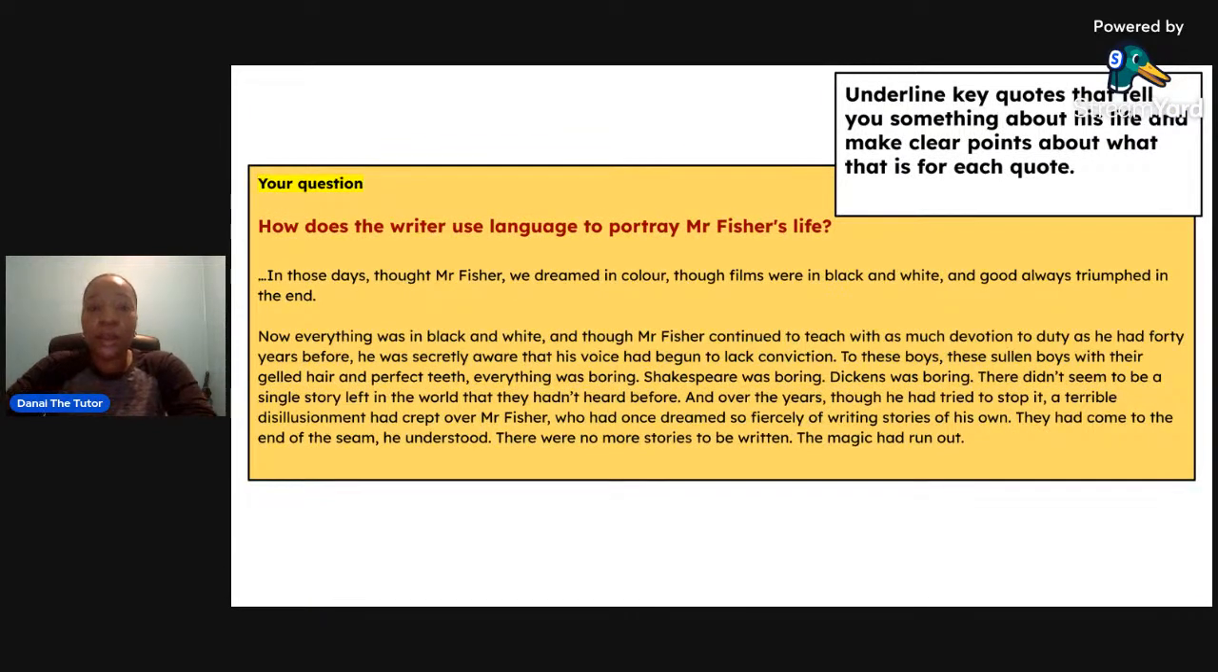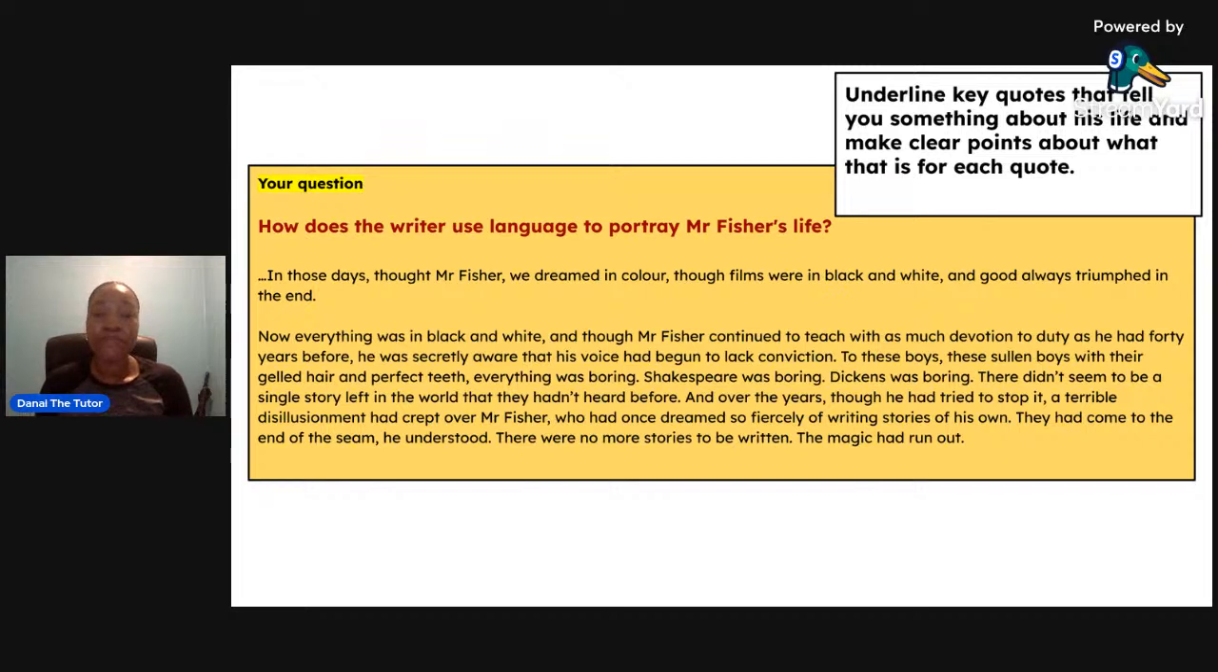Okay, so now it's your turn. That was the example of how I would approach it, all the way up to my example paragraph. So now I want you to try with the same question: how does the writer use language to portray Mr. Fisher's life? Same question, but now think about it using the paragraph below. And now I want you to underline key quotes that tell you something about his life and make clear points about what that is for each quote.